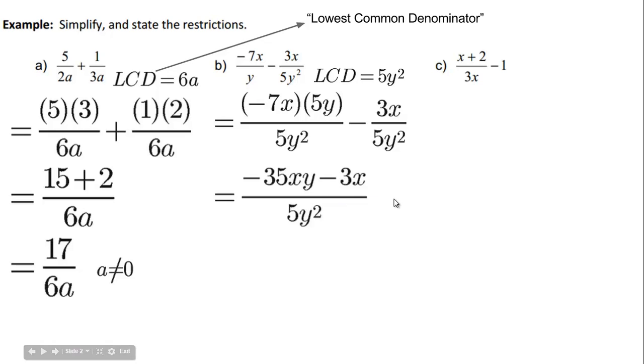There's nothing really you can do here. You could factor out an x. I just want to talk about that. We don't have to here because it's not going to cancel out. So if you can factor something out and it'll cancel out, then you should. But if it doesn't cancel out after you factor it, you don't have to.